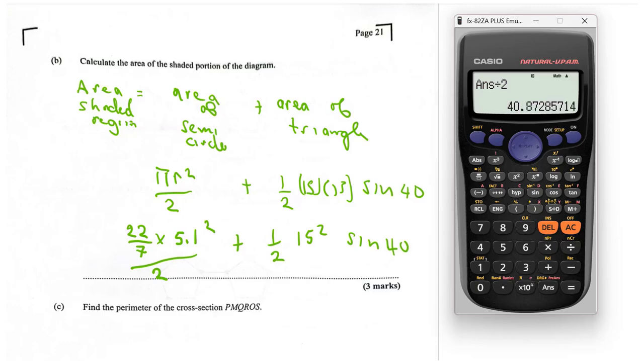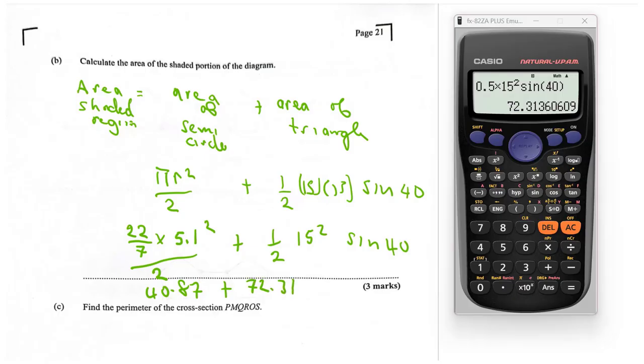This is going to give us 40.87. So this is 40.87 plus, and then we're going to take 0.5 times 15 squared, and then we say sine of 40, and that gives us 72.31.